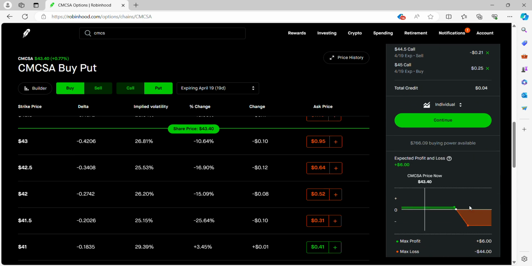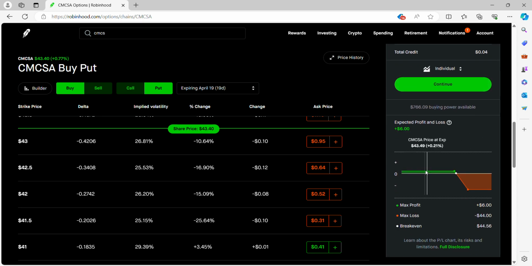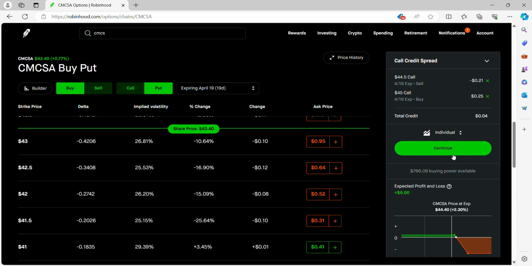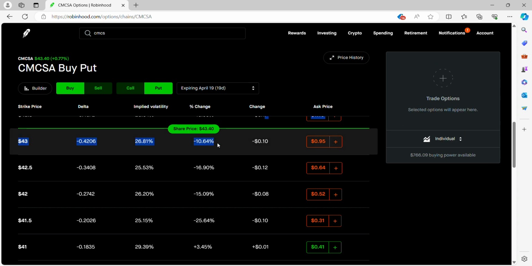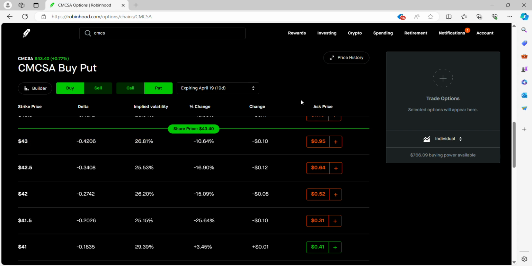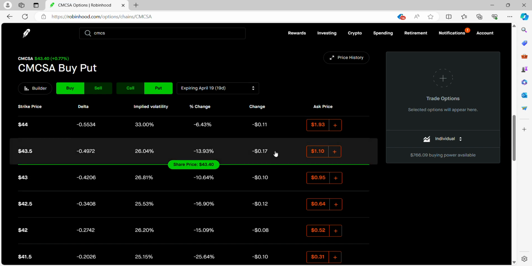We already know about the call spread, where we'll profit as long as it stays below. That's the iron condor. We have the credit spread with the iron condor. Now we have what's called a butterfly. That's what I'm about to show you right here.